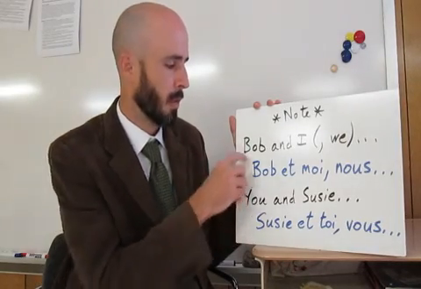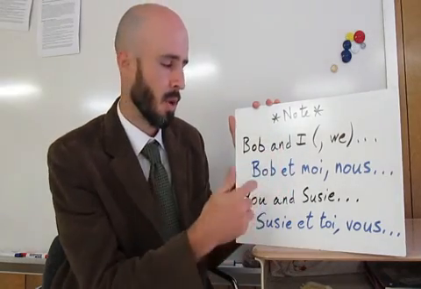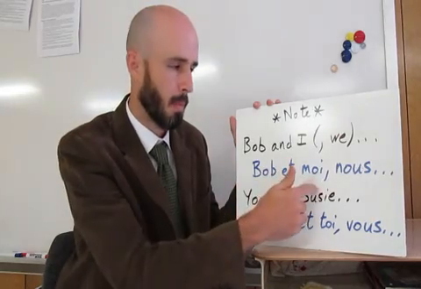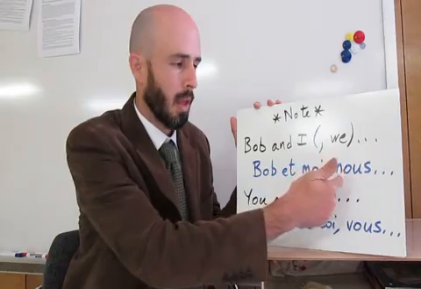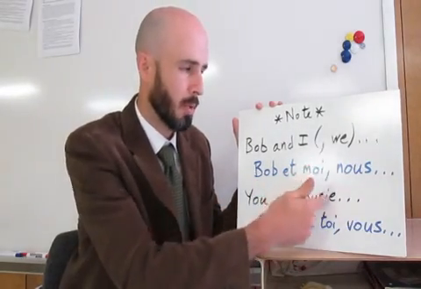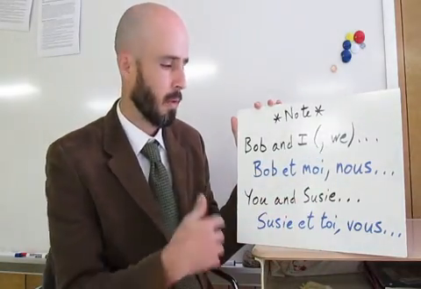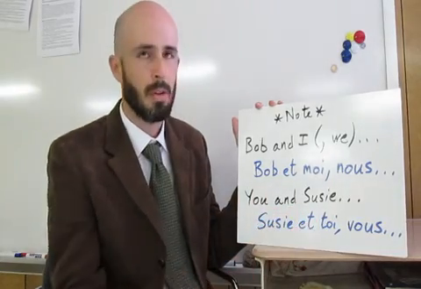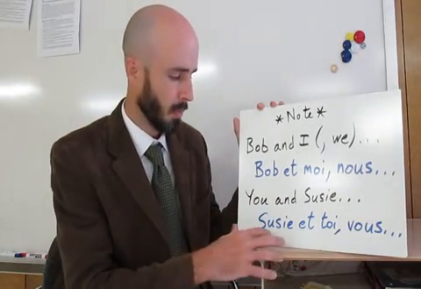You're going to say Bob and I. You can't use je here, like we have the I in English. You have to say Bob et moi. And I like to put a comma, virgule, and then use a compound subject: Bob et moi, comma, nous, and so on. Another example, you could say in English, you and Susie sing well.